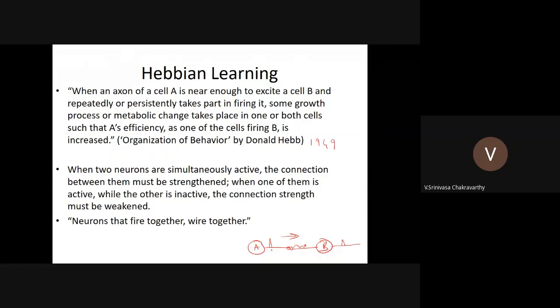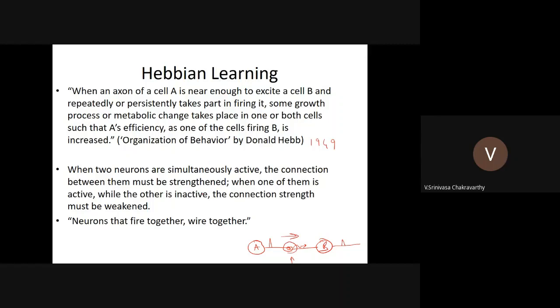So let us say there are two neurons A and B which are currently in a state such that when A fires, B fires very often. Okay, if that is the case, then something happens at the synapse in such a way that the synaptic strength increases. Okay, so that's what he's saying. In more simple language, when two neurons are simultaneously active, the connection between them must be strengthened. That's what this previous sentence is saying.